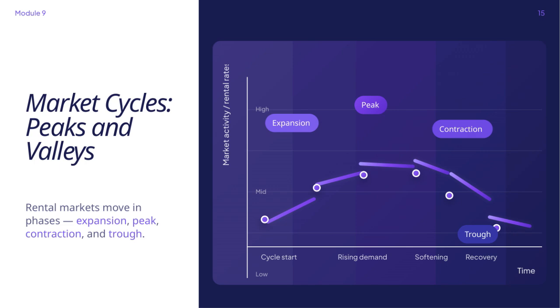After the peak, we enter the contraction phase. This is when demand starts to soften, and rental rates may plateau or even decline. The contraction signals a slowdown in the market as supply begins to outpace demand. Eventually, the market hits the trough, which is its lowest point, with lower rental rates and reduced activity. Following the trough, the market begins to recover, demand starts to pick up again, and the cycle repeats. Understanding these phases is crucial for anticipating market trends and making informed decisions in the rental market.